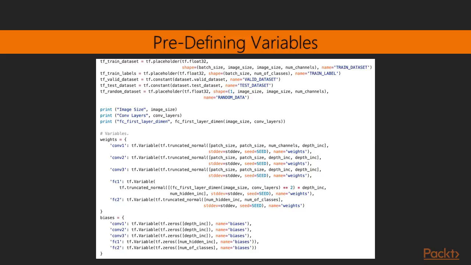Also, here the fc_first_layer_dimen function calculates the number of input features coming out of the convolutional network layer based on the image size and number of convolutional layers in the network. The depth_inc variable shows how many features we're going to extract at each convolutional layer.